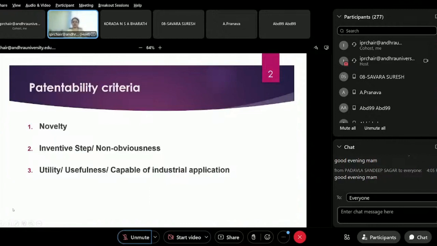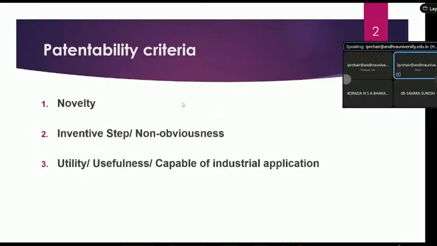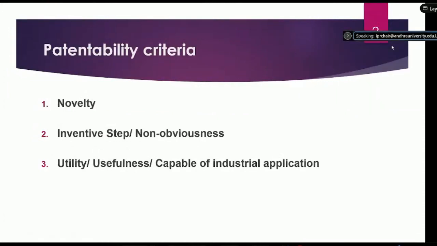This was the most important thing that I told you last time. If you still don't remember, this is the list of patentability criteria. It may come in your exam. The first one is novelty, that means new. The next one is inventive step, that means non-obviousness. The last one is utility or usefulness, or capable of industrial application.